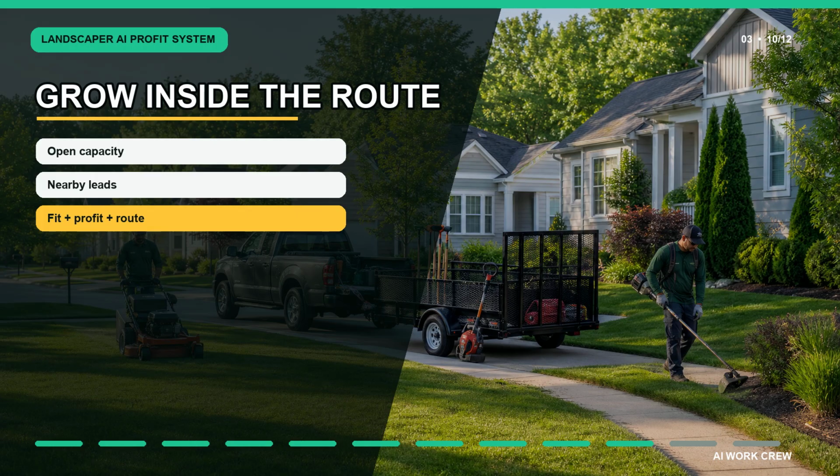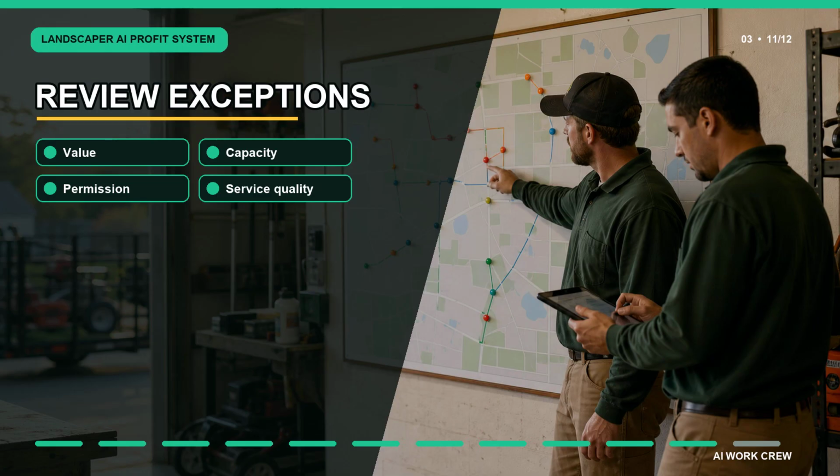When a new inquiry arrives, the lead fit system from episode 1 can include zone and likely route day as owner review fields. Profitability from episode 2 can help determine whether the opportunity improves the route or only adds revenue with excessive travel. A route should also include an exception review.